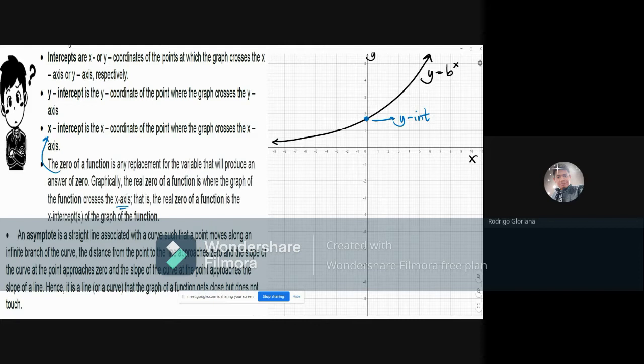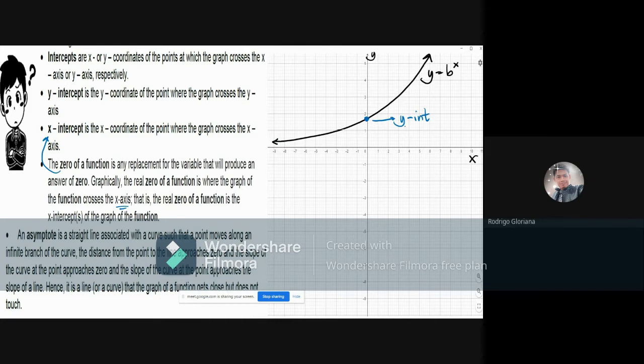The other one, the asymptote, is a straight line associated with a curve such that as a point moves along an infinite branch of the curve, the distance from the point to the line approaches zero, and the slope of the curve at the point approaches the slope of the line. Hence, that is what we call the asymptote.